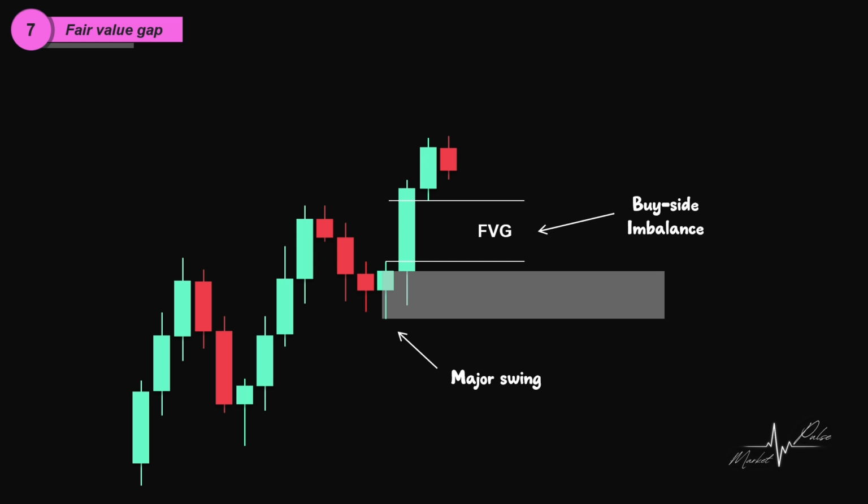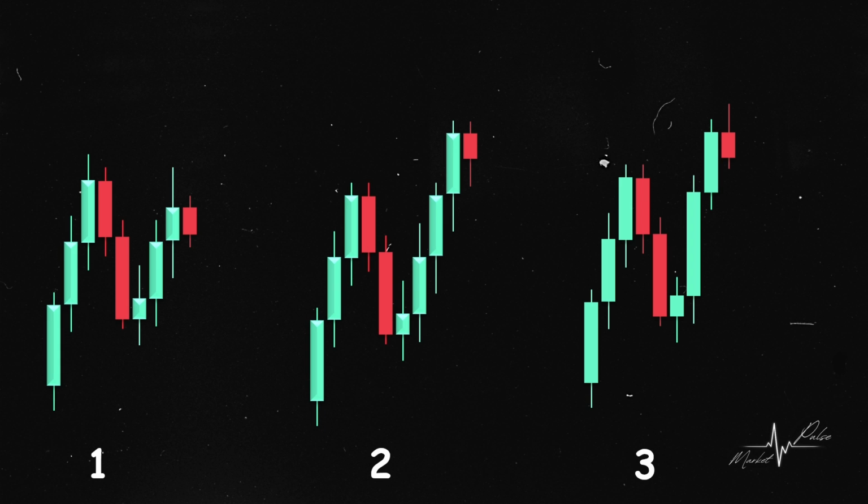Breaking below a major swing that created an imbalance signals a significant shift in trading momentum and a potential reversal. The same concept applies to bearish scenarios. Here we have 3 price examples.